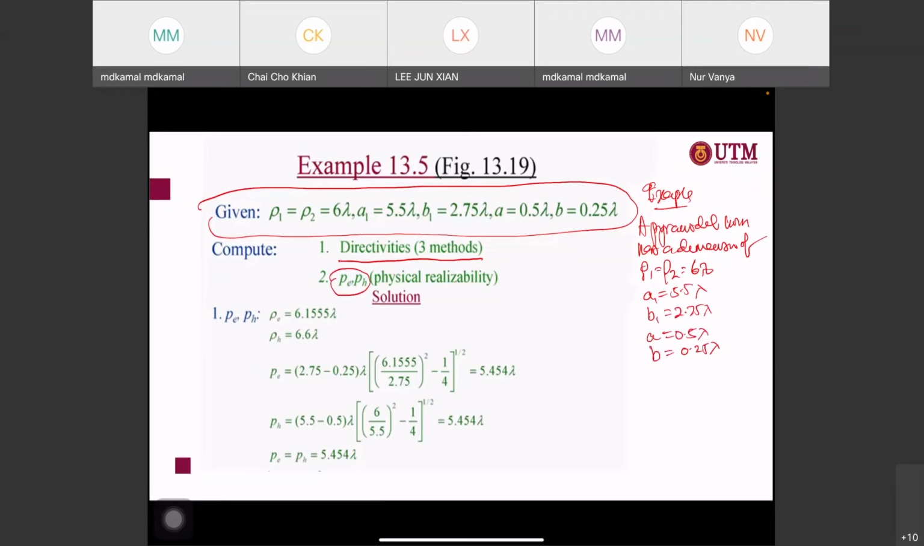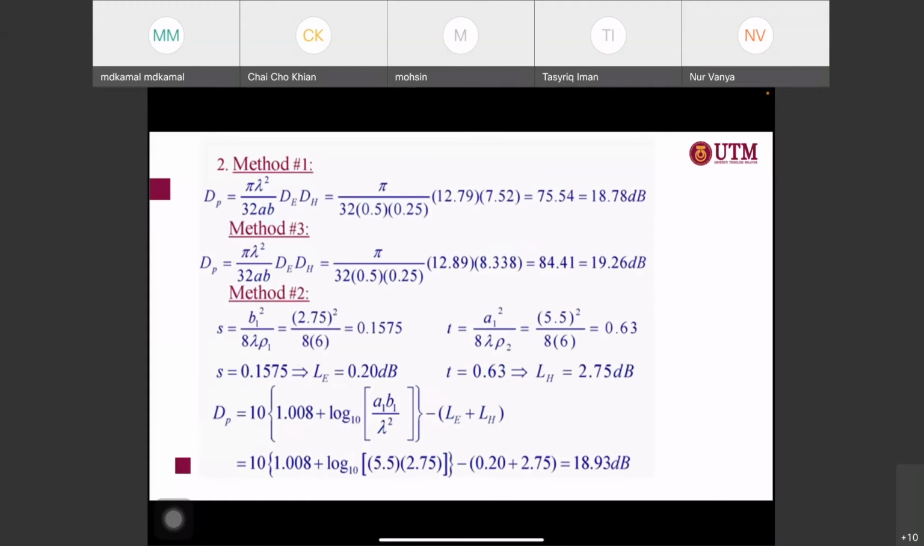Pyramidal horn. I want you to prove that you are getting this value. You calculate it, and after that you calculate the directivities using the three methods that I showed you. You need to find what ρE and ρH are here. From there, ρ1 is given, ρ2 is given. As you can see from these three methods, the answer is very similar between method 1, method 2, and method 3 for this kind of pyramidal horn antenna.